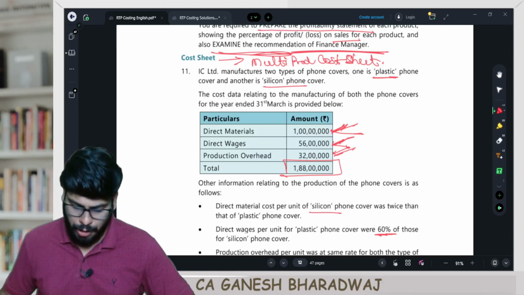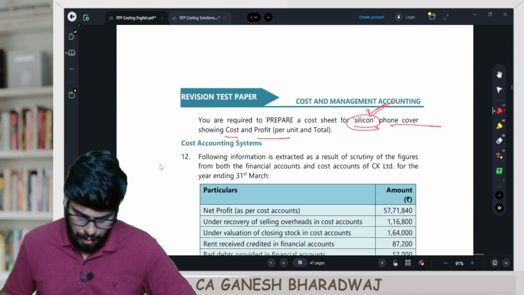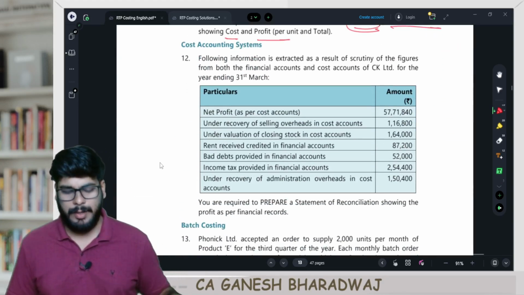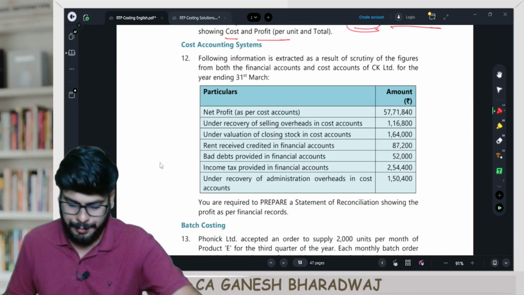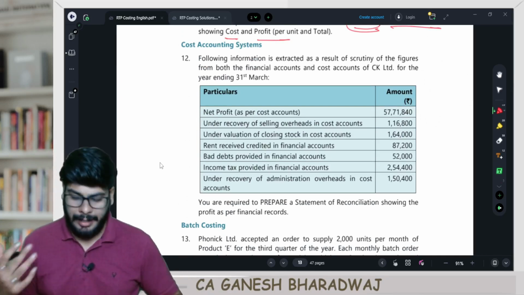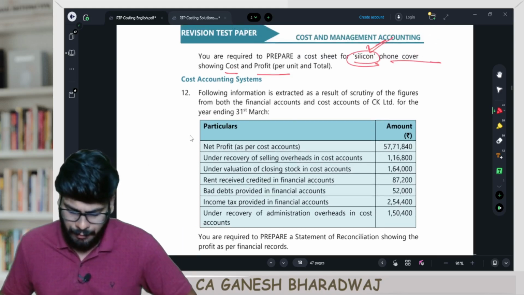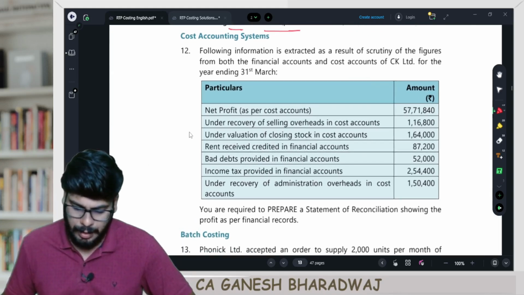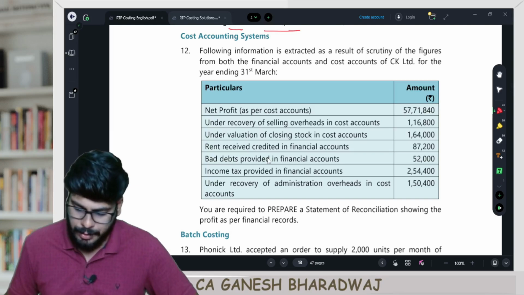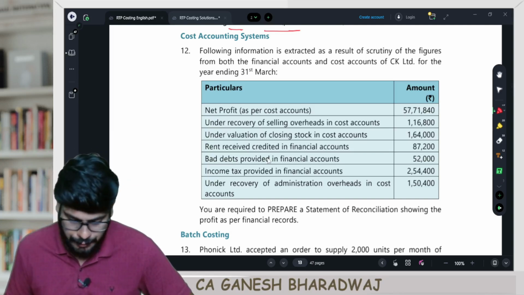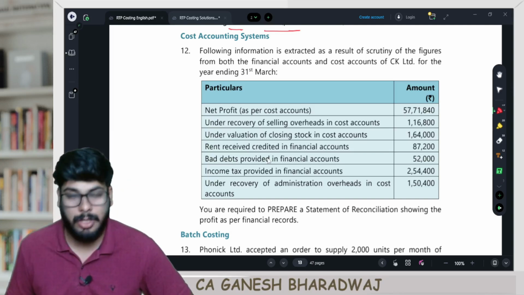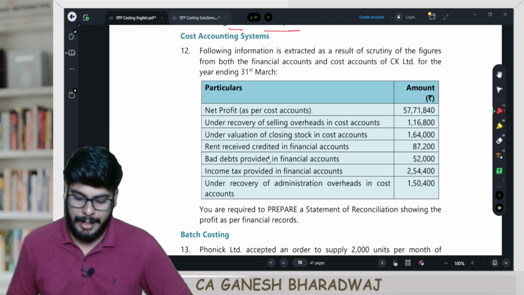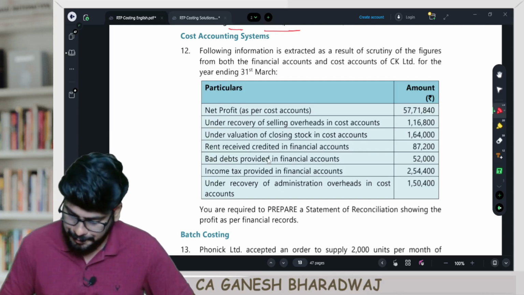Now let's move on to the next question, which is question number 12. So this question is from the chapter cost accounting systems, and this question is on your reconciliation statement. Now, fairly a simple question again. Now, the following information is extracted as a result of scrutiny of the figures from both financial accounts and cost accounts of CK Limited, the year ending 31st of March.